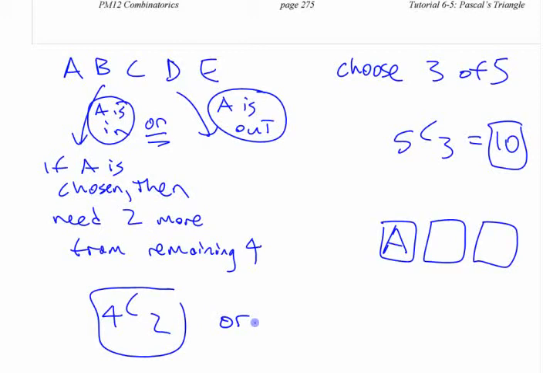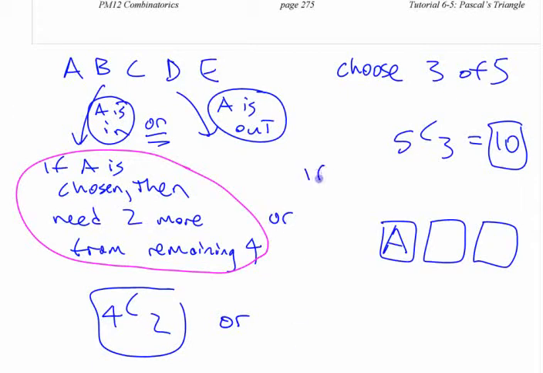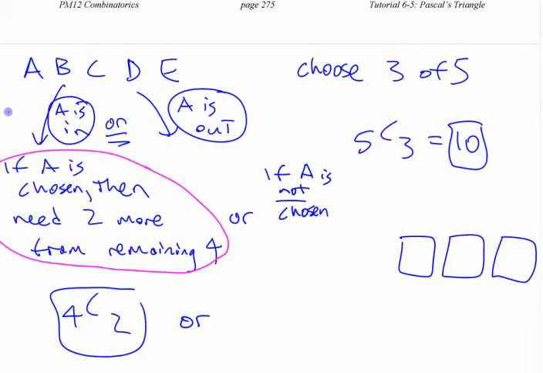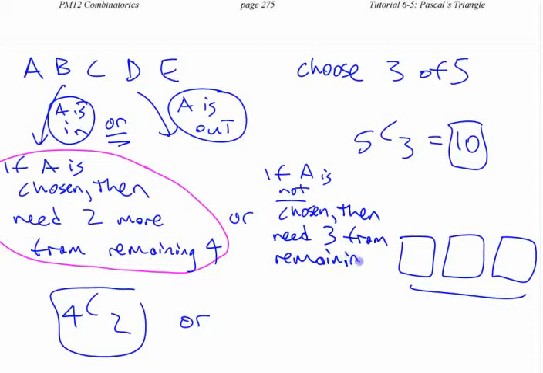Or what's the other possibility here? If A is chosen, then I need 2 from the remaining 4. What's the or here? Or if A is not chosen, how do I complete my group then? I need to pick how many? 3 from the remaining 4, right? So in other words, from the remaining 4, I need 3.